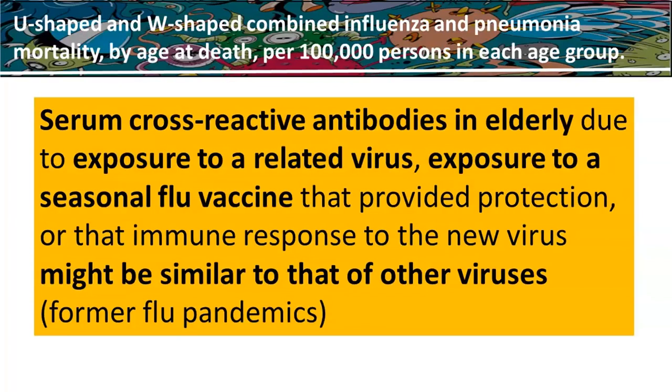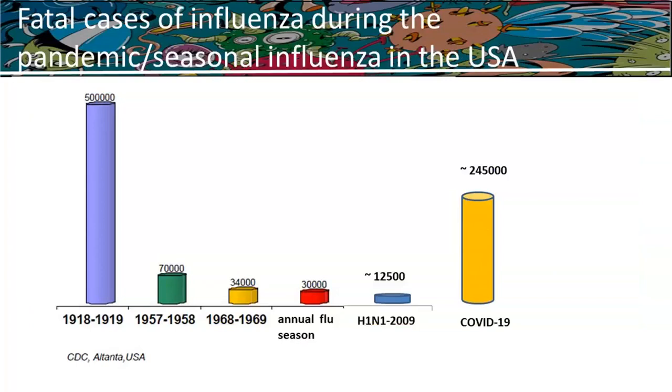Next slide. And here you can see the fatal cases of the influenza during the pandemic of seasonal influenza in the USA. And you see in 1918-1919, the Spanish flu, 500,000 people died in the United States. And in the H1N1 pandemic 2009, only 12,500 died. This is less than some annual flu seasons, especially in the H3N2 season, where there can be up to 300,000 deaths a year. And I have also there a column with the COVID-19 death rate in the United States. You see almost half of the Spanish flu, and to be honest, I think we are in the first year of a pandemic, but a pandemic usually lasts 2 years until we've got a vaccine.